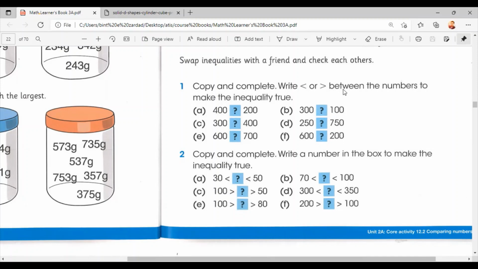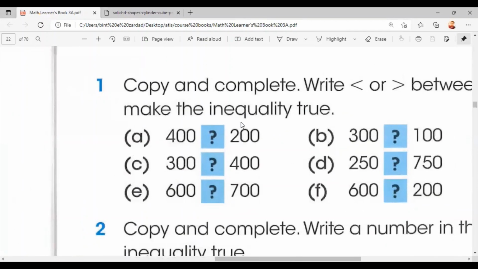Question number 1: copy and complete. Write less than, greater than between the numbers to make the inequalities true. So 400 is less than or greater than 2. So there is an easy shortcut. You can see a shape like this. It's like a mouth. If it's open, this side should be bigger.